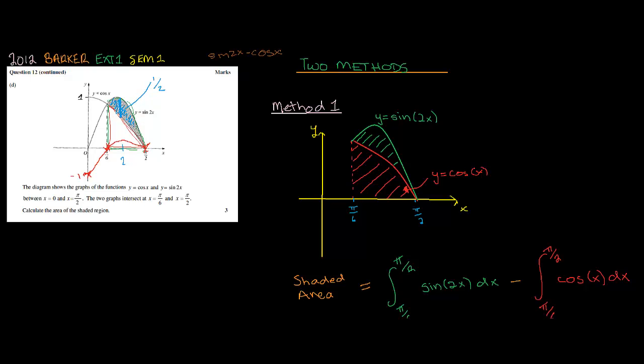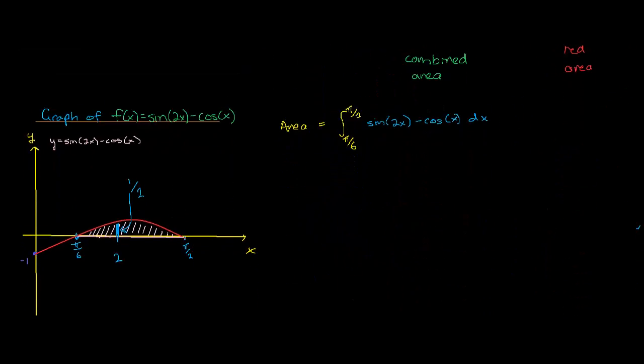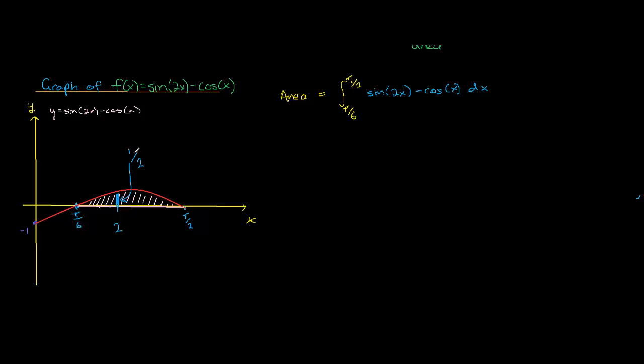Beautiful. So what we're going to do now is find this area here, which is the integral from pi on 2 to pi on 6 of sine of 2x minus cos of x dx. Beautiful. So now we've just got to do the calculation. So we're going to integrate.